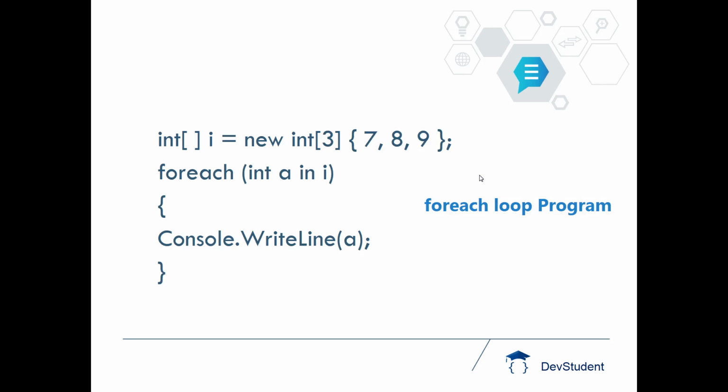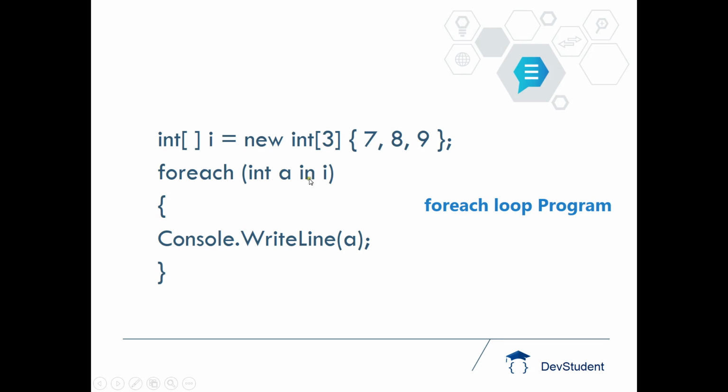Here is an example where we have a single dimensional array which is having 3 elements, and we are using the foreach loop to print the elements present inside that array. Here you can see in the foreach loop there are no if conditions, nothing like what we have seen in for loop. The first line, int[] I = new int[3], is given for the array of name I, which is of type int, and the values are 7, 8 and 9.